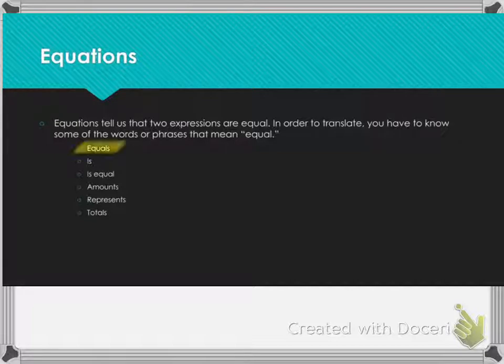First one we have, of course, is equals. If you see equals, well, then you know it means equals. The word is frequently used to represent equals. So maybe the sum of a number and 12 is 45. So that is represents the equals. Sometimes you'll see is equal or is equal to. You'll see amounts. So the product of a number and 9 amounts to 45.